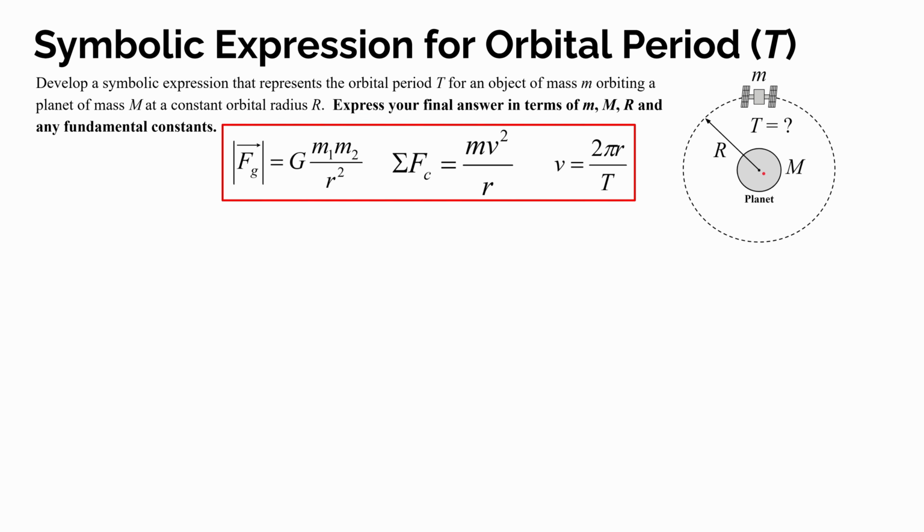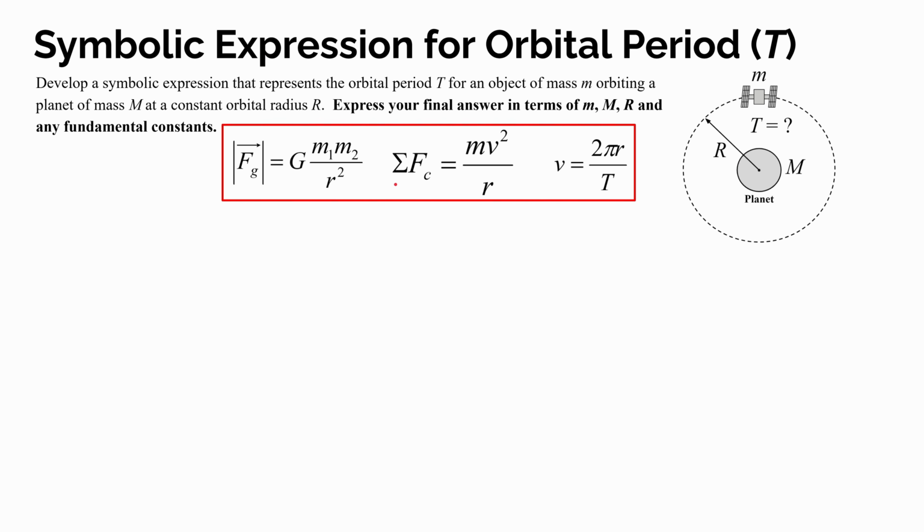So big M is the mass of the planet, little m is the mass of the orbiting thing, big R is the orbital radius or the distance between the center of the planet and the center of the orbiting satellite or object, and capital T represents the total time for one complete orbit, or the orbital period. So in order to develop this expression relating big R and T, we need these three equations.